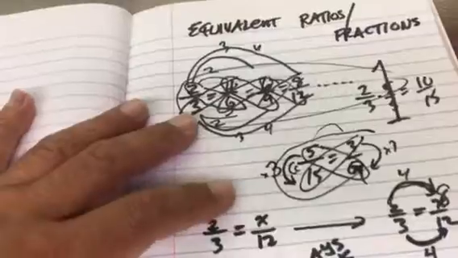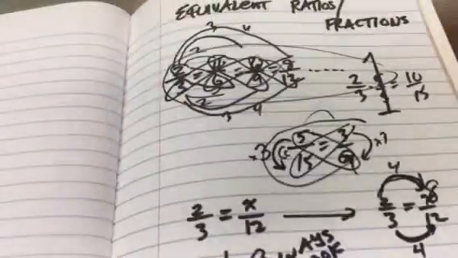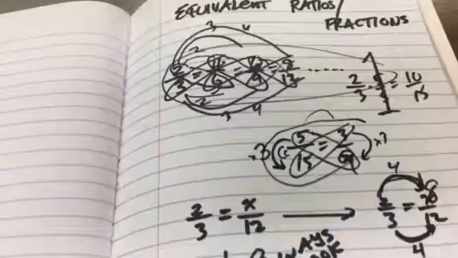All right, that's about it for equivalent ratios or fractions without getting too crazy. 3 minutes and 42 seconds. I hope you learned a little bit during that time.